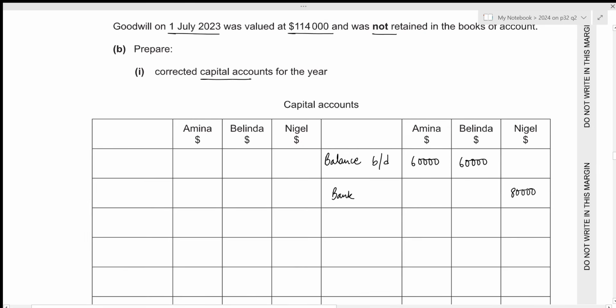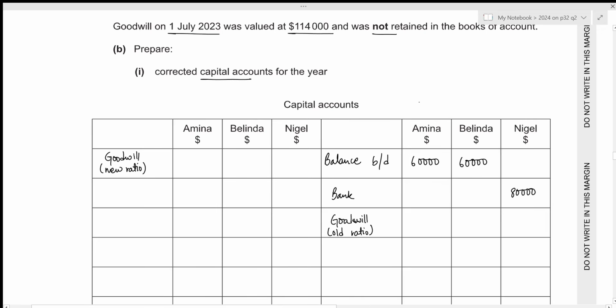80,000. Now adjustment of goodwill is quite simple. We include it based on two different ratios. The ratio before the inclusion of a new partner and the ratio after the inclusion of a new partner. So goodwill based on old ratio will always be included on the credit side, and the goodwill based on the new ratio will always be included on the debit side.